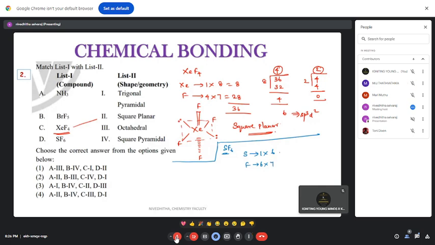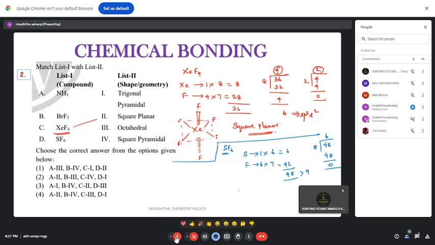17th group, 7. So 1 into 6 is 6. 6 into 7 is 42. So 42 plus 6 is 48. So we have to divide this 48 by 8. How many times? 6 times. Remainder is 0. So the quotient is 6.